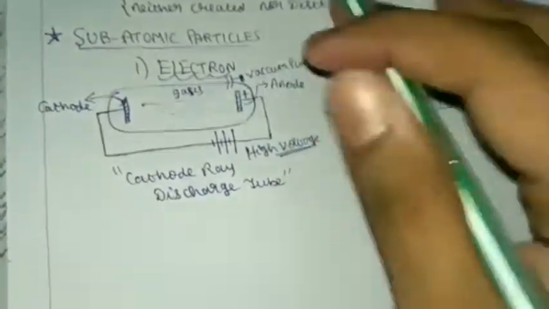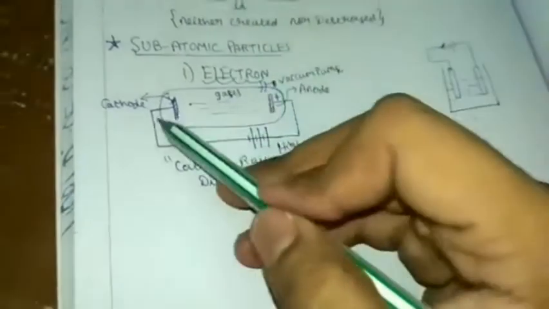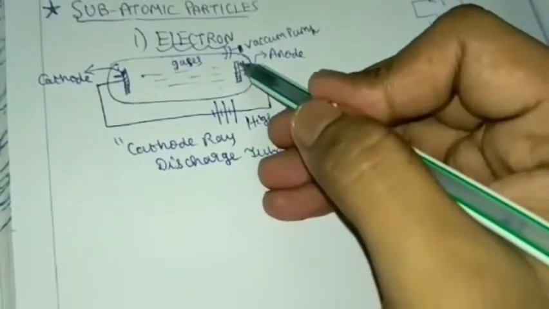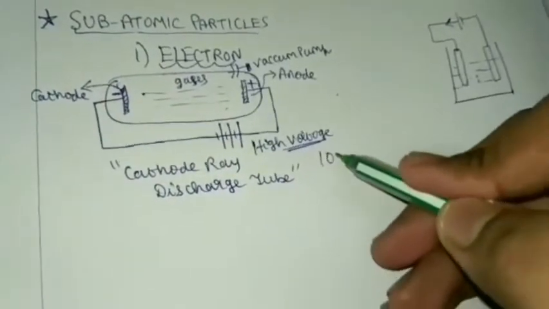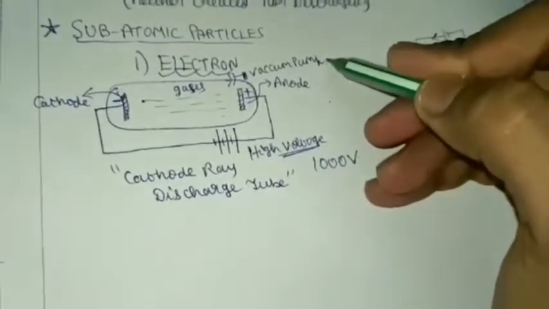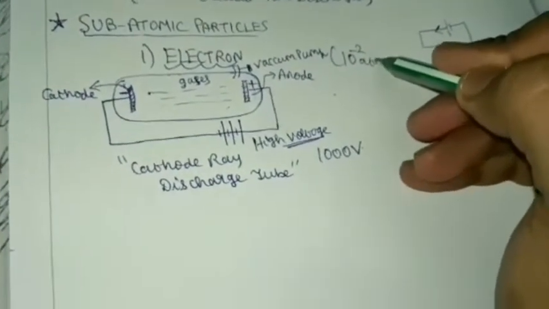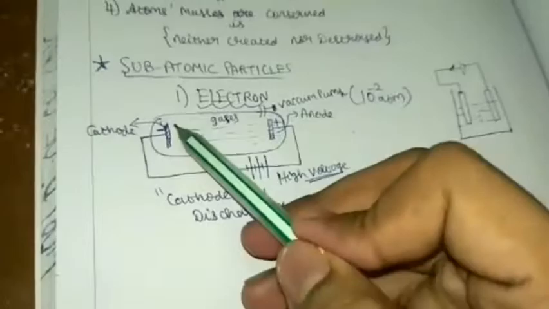So what is this actually? This is the cathode ray tube. Basically, it's a glass tube, actually a long glass tube, and these are the electrodes, cathode and anode. Cathode is the negatively charged electrode, and anode is the positively charged electrode. Remember, in class 9 you should have studied. So what happened was, when the voltage was as high as 1000 volts, and the pressure was as low as 10 power minus 2 atmosphere, which is a unit of pressure, at this point some rays started to emerge from cathode to anode.